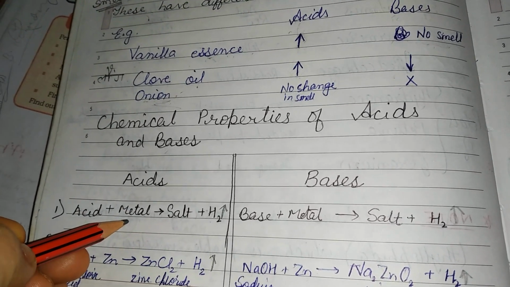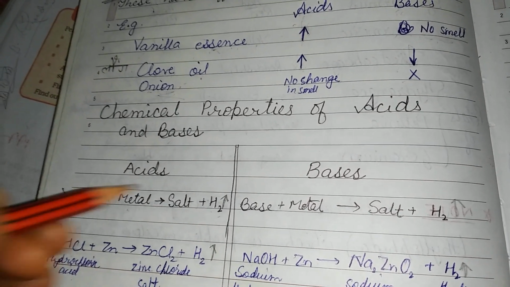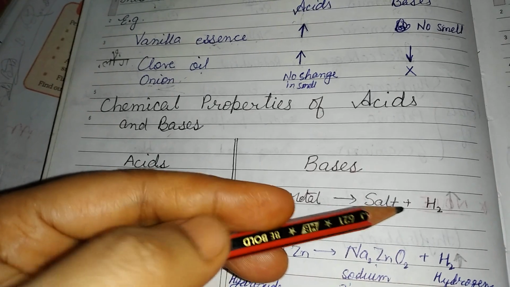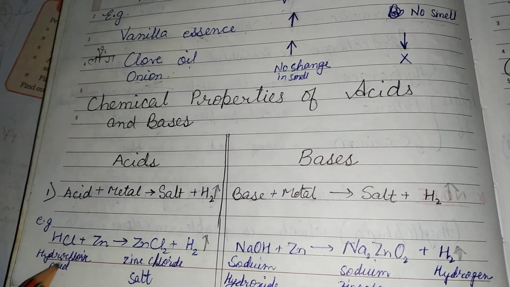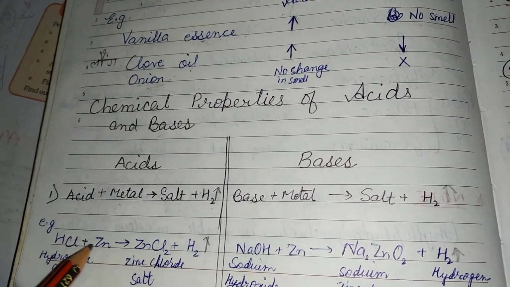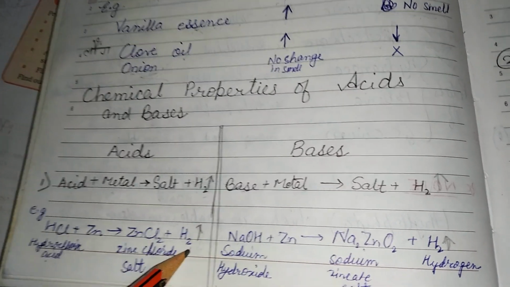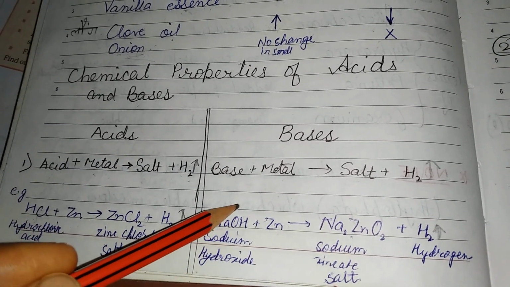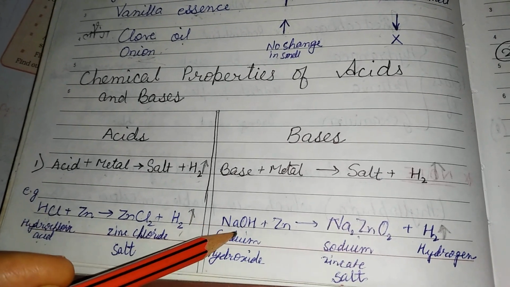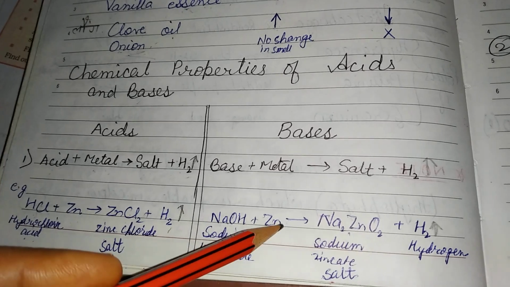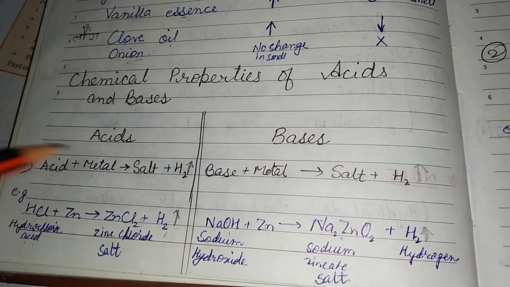when acid is added to metal, it gives salt and hydrogen gas comes out. And if base is added to metal, again salt will form and hydrogen gas will come out. For example, HCl, hydrochloric acid, when added to zinc, then ZnCl2, zinc chloride salt, will form and hydrogen gas will come out. And in base, sodium hydroxide, OH indicates that it is base and H plus indicates that it is acid. So NaOH, sodium hydroxide, when added to metal, forms sodium zincate salt and hydrogen gas comes out.